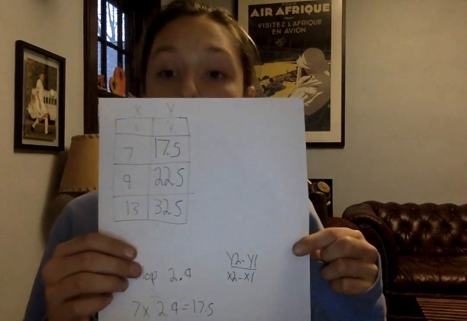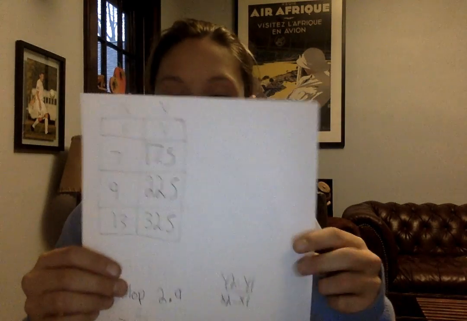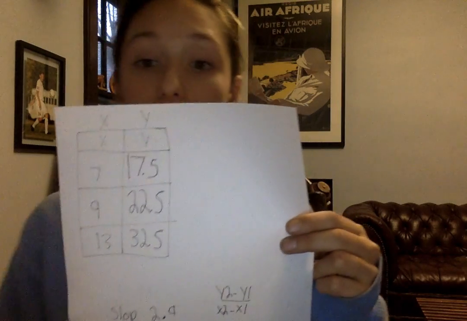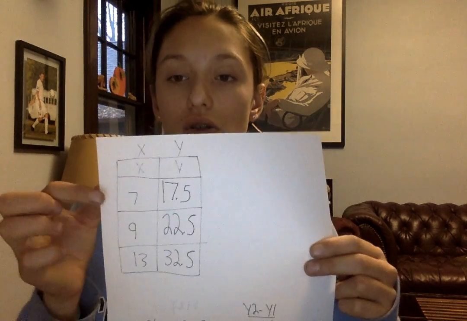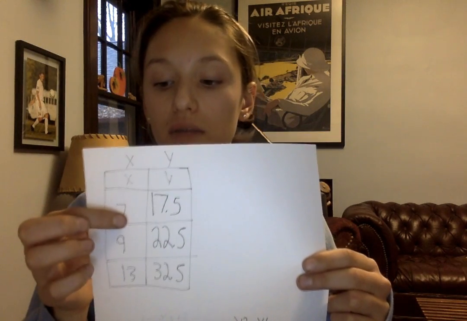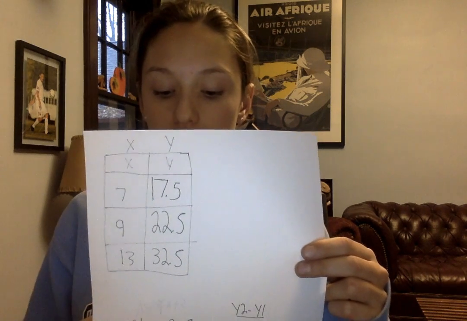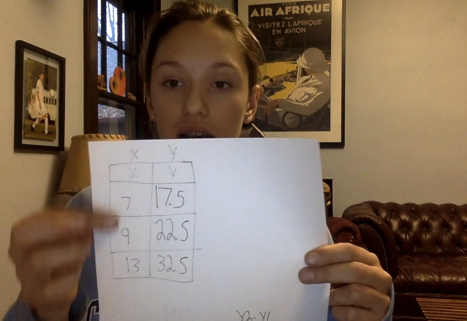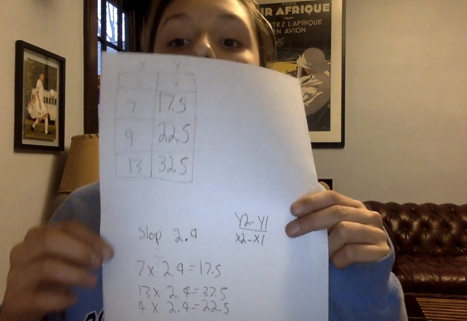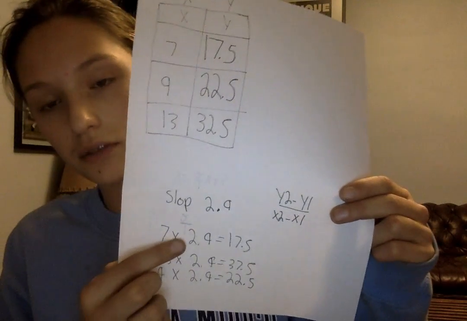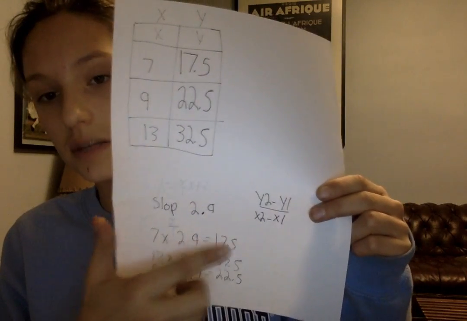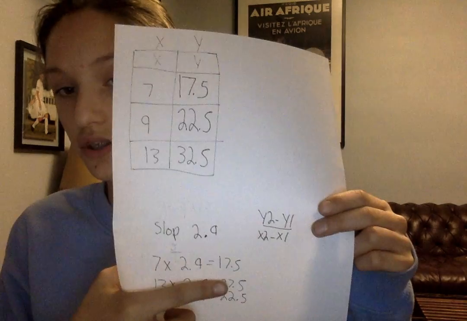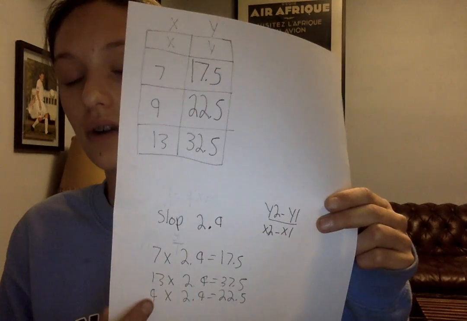So that is our slope, which shows us whether this is proportional or not. Proportional means it follows a pattern. So that means with our slope, we should be able to multiply 7 times 2.5 to give us 17.5, and do that throughout the entire table. So if we go down here, I've done the math. 7 times 2.5 equals 17.5. 13 times 2.5 equals 32.5, and so on.